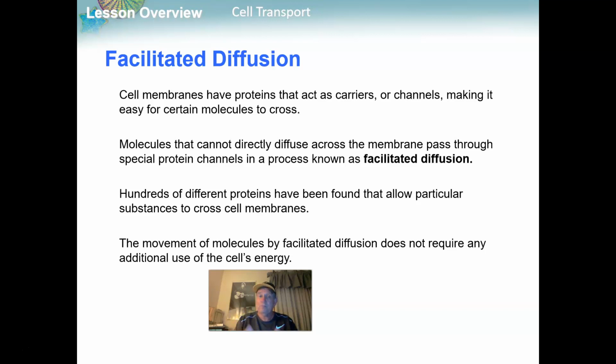Facilitate means to help. Hundreds of different proteins have been found that allow particular substances across cell membranes. The movement of molecules by facilitated diffusion does not require any energy. So even though things are getting help coming into the cell with these protein channels, we're still not using any energy.